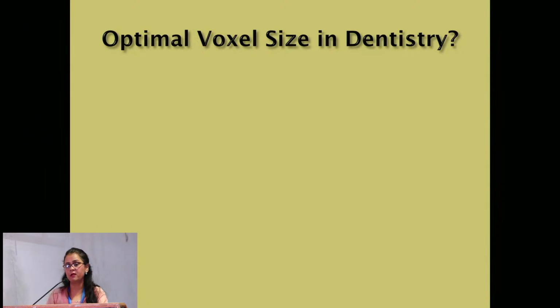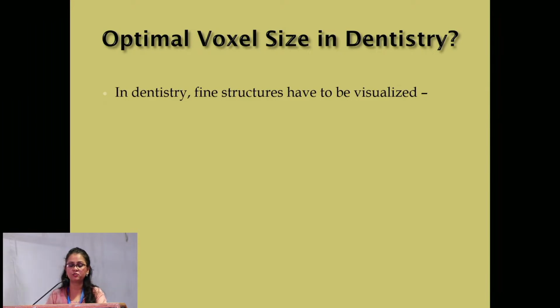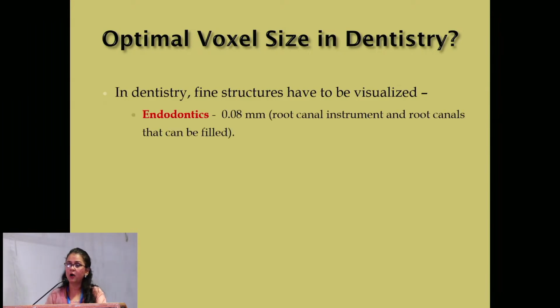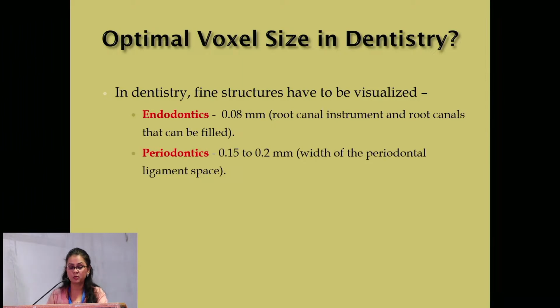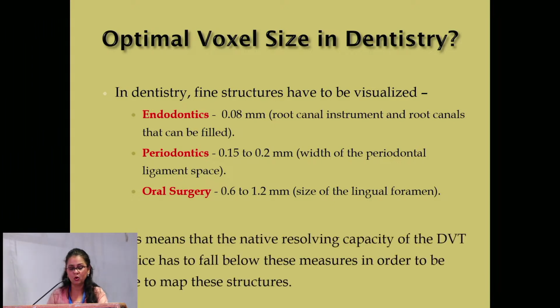The voxel size plays a very important role as far as endodontics is concerned. In dentistry, fine structures have to be visualized. You have 0.08 mm root canal instruments and root canals that have to be filled in endodontics, whereas the periodontal ligament space is 0.15 to 0.2 mm wide. In oral surgery, the size of the lingual foramen is about 0.6 to 1.2 mm. So this means that the resolving capacity of any CBCT device has to fall below these measures in order to map these structures.